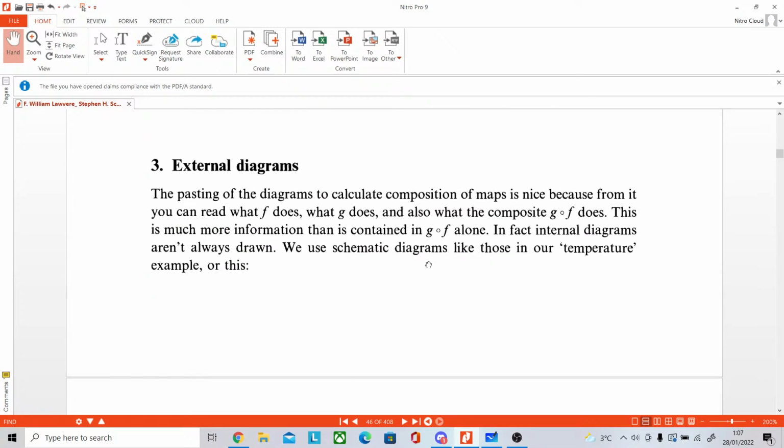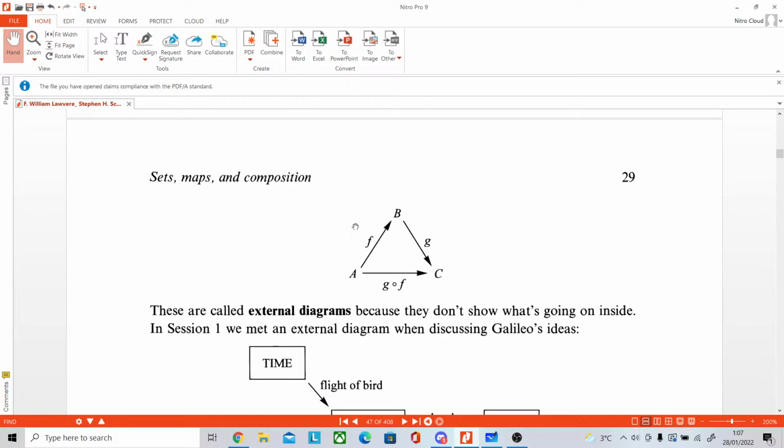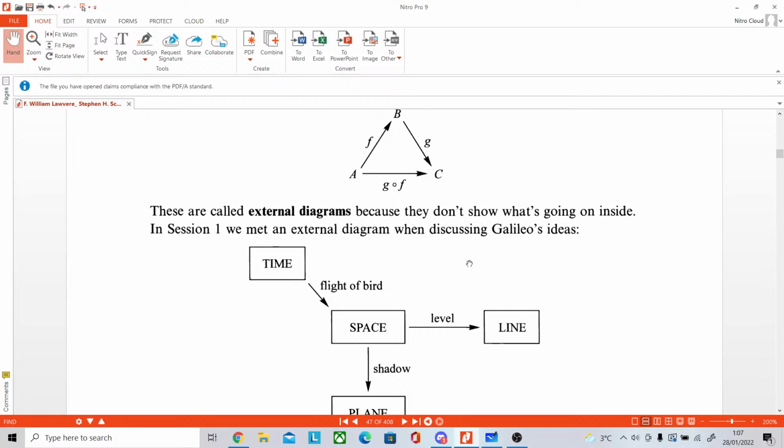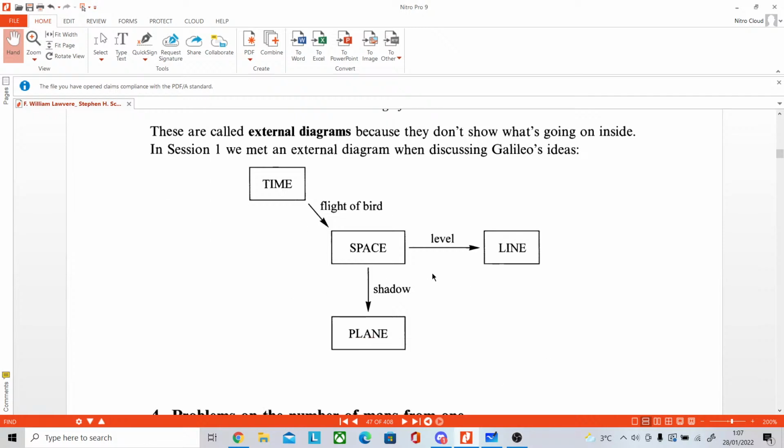The pasting of the diagrams to calculate composition of maps is nice because from it you can read what F does and what G does, and also what the composite G of F does. This is much more information than is contained in G of F alone. In fact, internal diagrams aren't always shown. We use schematic diagrams like those in our temperature example, or this. These are called external diagrams because they don't show what's going on inside. In session 1, we met an external diagram when discussing Galileo's ideas. Yep.